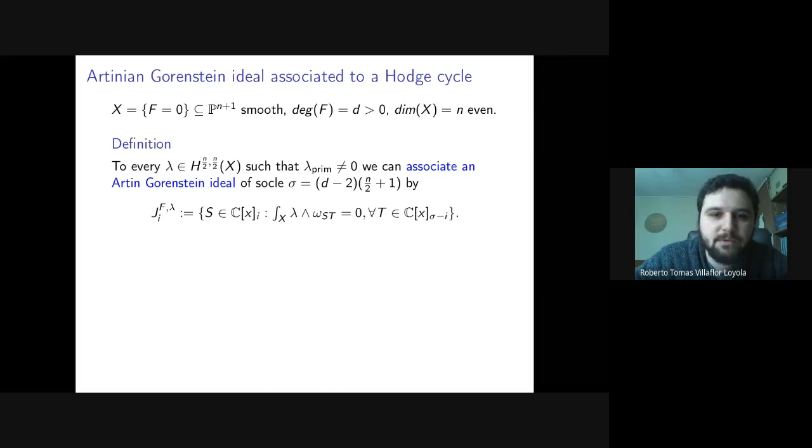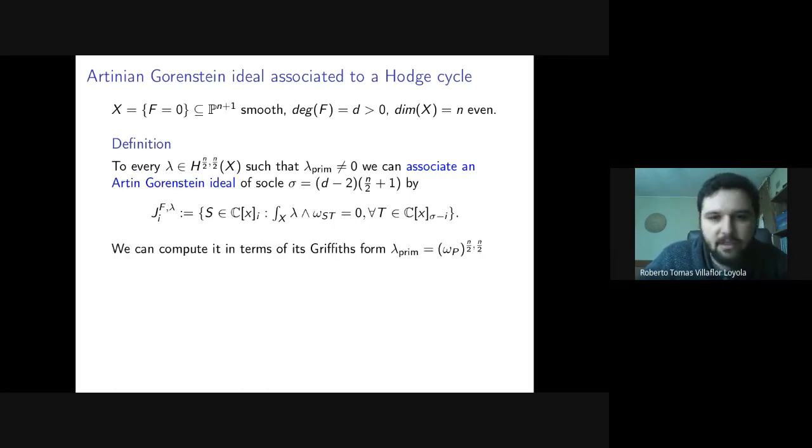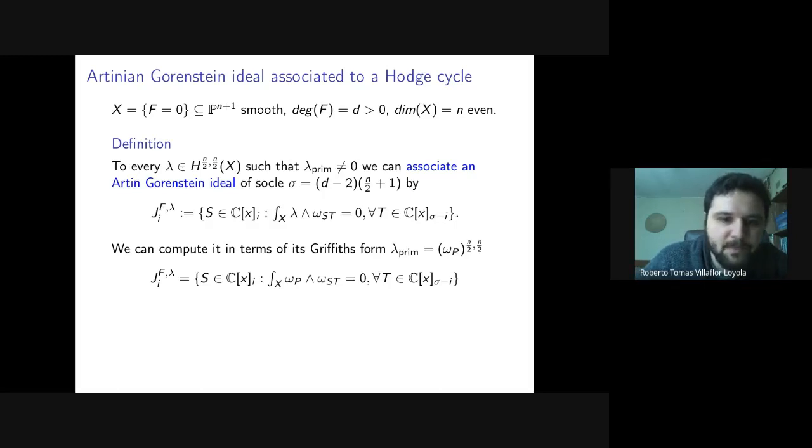I don't want to go deeper in this definition, but the point is that we can define it without all these assumptions, without knowing anything about the infinitesimal variations of Hodge structures. And furthermore, whenever we know the Griffiths form of the homological class lambda, we can compute this ideal in a very simple way. So this is done in the following way.